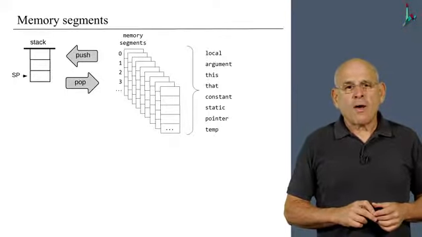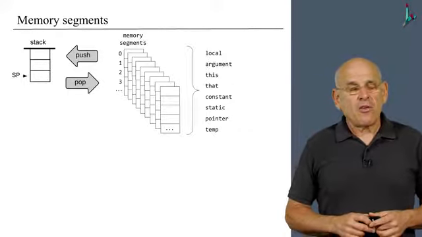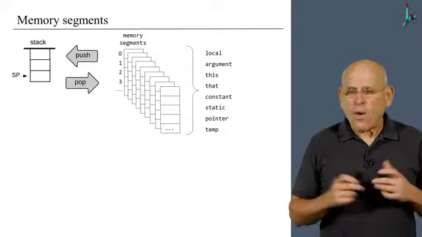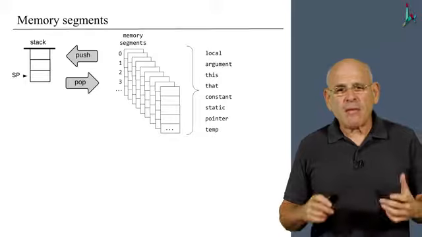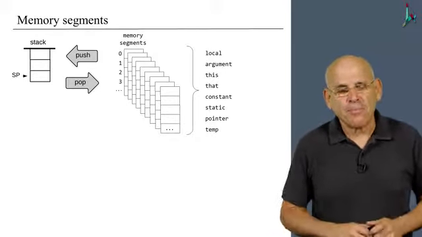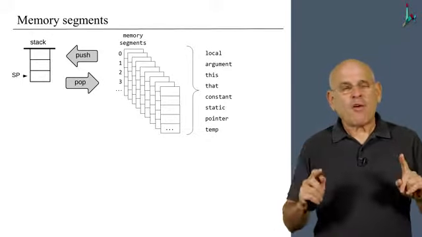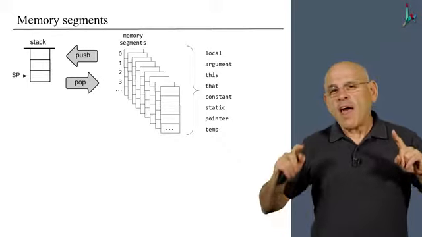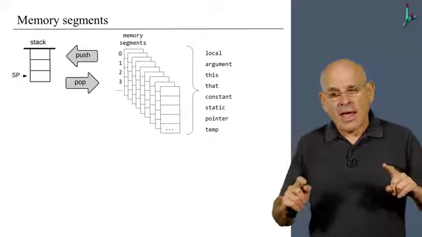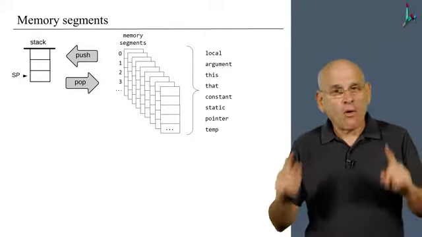All right, so in order to make life interesting, we actually have not 4, but 8 virtual memory segments. Why do we need so many segments with names like local, argument, this, that, constant, static, pointer, and temp? Well, let us not forget where we are coming from. We are coming from the world of a high-level, object-oriented language. And there's a lot going on in high-level, object-oriented programming, right?